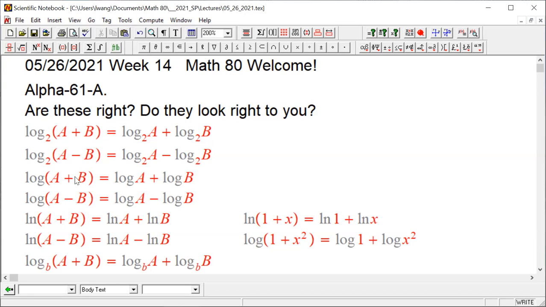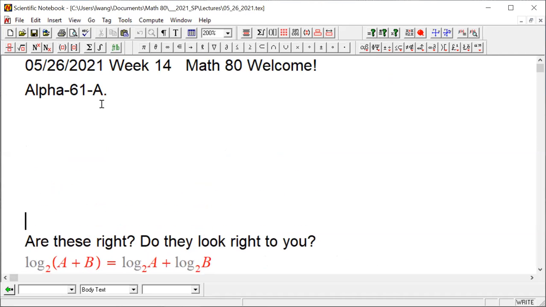Okay, so now we have told you what is wrong, what cannot be done, but what can be done? What can be done, right? Which we go back to the beginning. We go back to the beginning of alpha 61A. You see at the beginning of that, you have 3 formulas, right? So what is true?